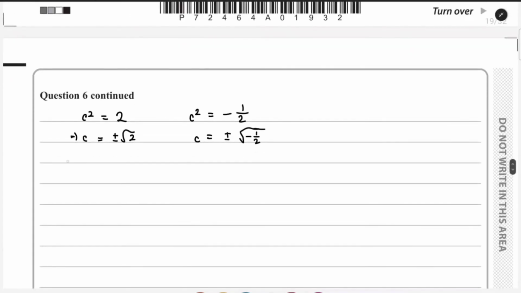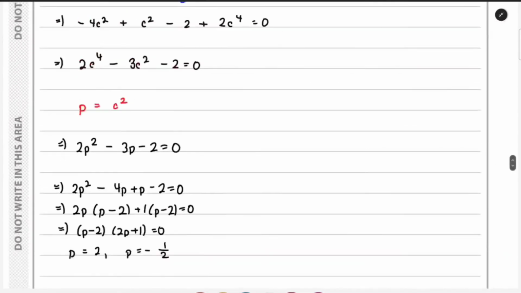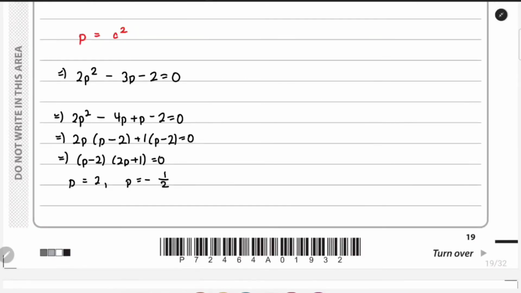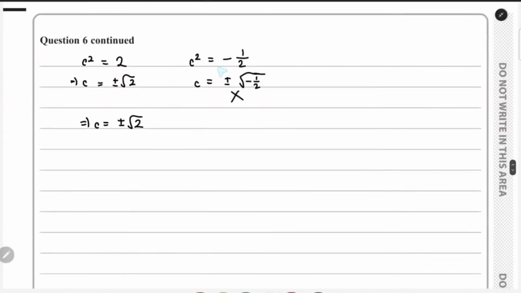So c can only be these two values over here. C can only be plus minus root 2 and not root of minus half, since c square has to be greater than 0 in this question. So over here we are not taking this, because in this question c square must be greater than 0.